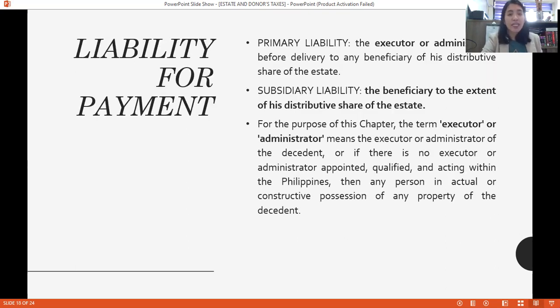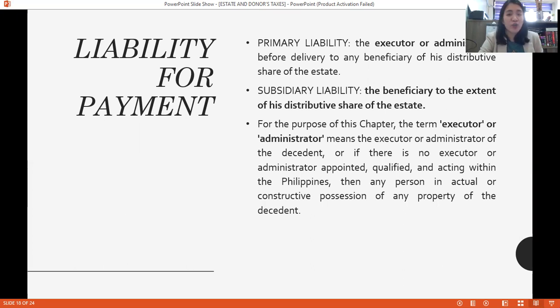So who has the primary liability for the payment of estate tax? Under the law, it is the executor or the administrator. No? Sila yung may primary liability. Subsidiary liability or secondary liability shall belong or shall be borne by the beneficiary to the extent of his distributive share of the estate.